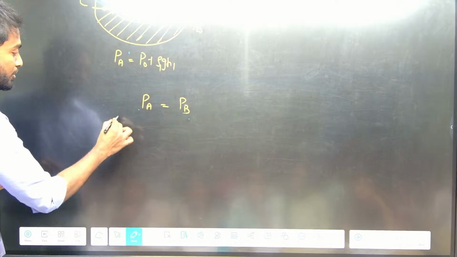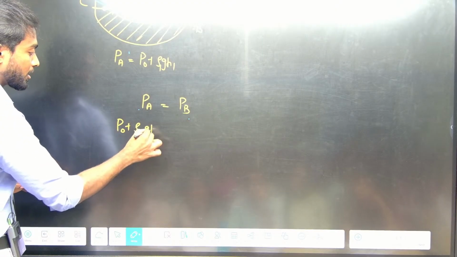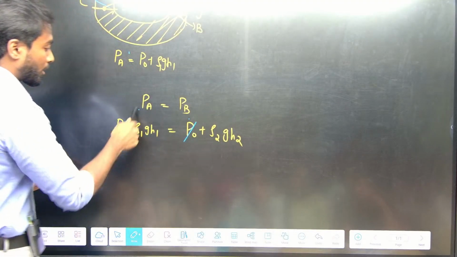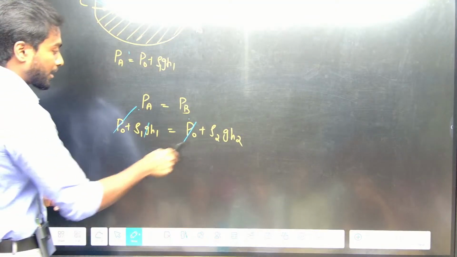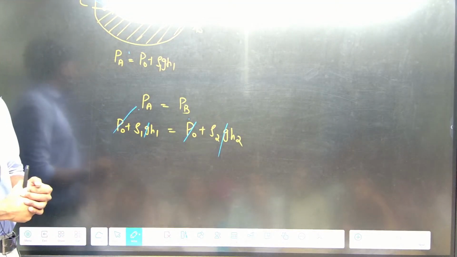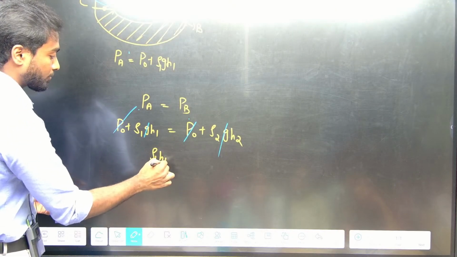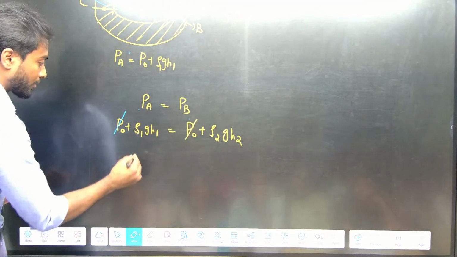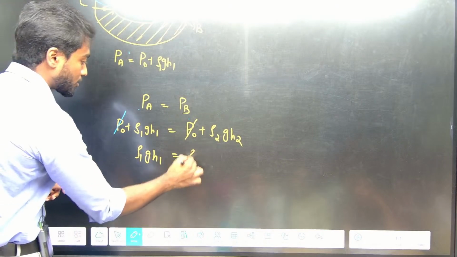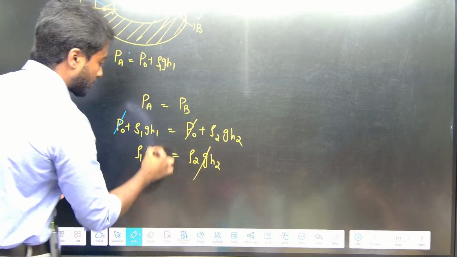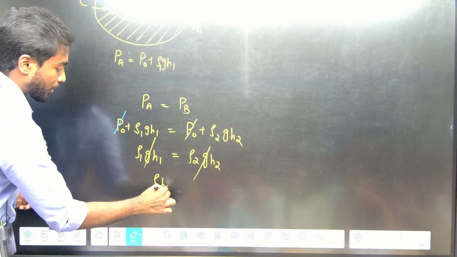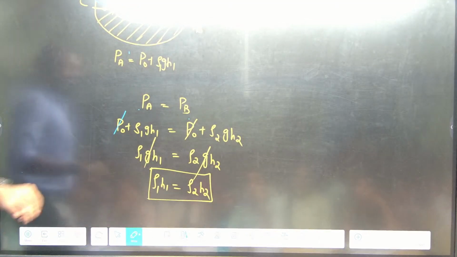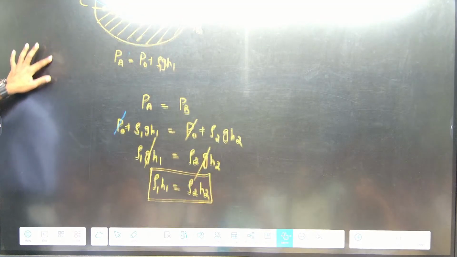If I substitute, P naught plus rho 1 G H1 should be equal to P naught plus rho 2 G H2. P naught and P naught will get cancelled off. G and G also will get cancelled off. If anyone has doubts, first I will cancel these two things. I will write rho 1 G H1 equals rho 2 G H2. Now I will cancel this G and G. So rho 1 H1 will be equal to rho 2 H2. Okay. Any doubt in this point? You can take it down.